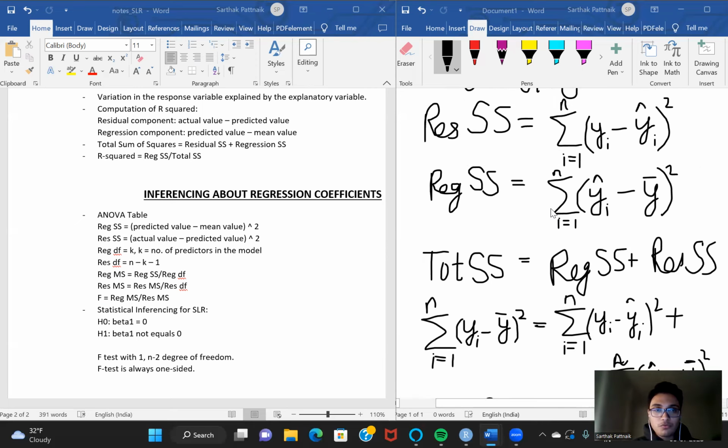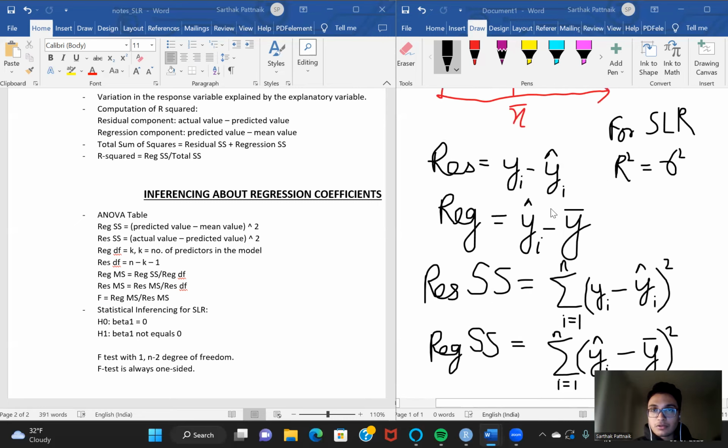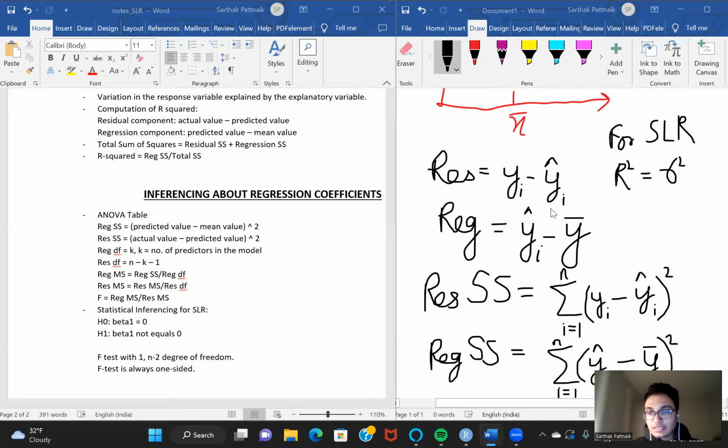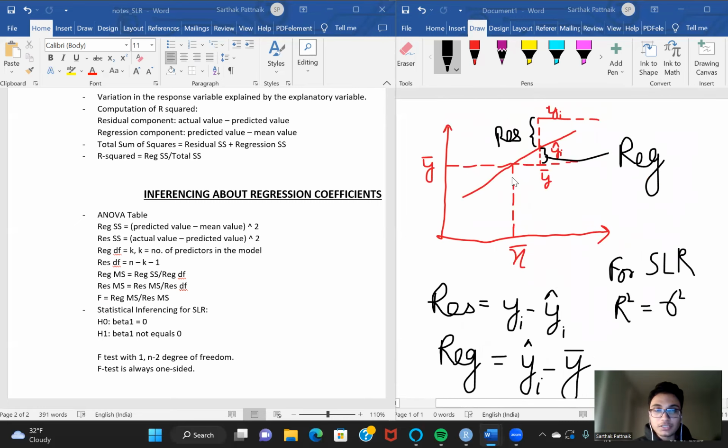Now we will move on and talk about statistical inferencing for our regression coefficients. So we'll be covering hypothesis testing in this session for our regression coefficients. Before we actually introduce the hypothesis test, let us first understand a few terminologies of the ANOVA table, which will be key in one way in conducting the hypothesis test in case of statistical inferencing about regression coefficients.